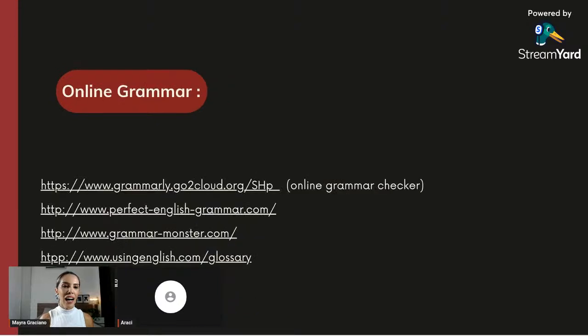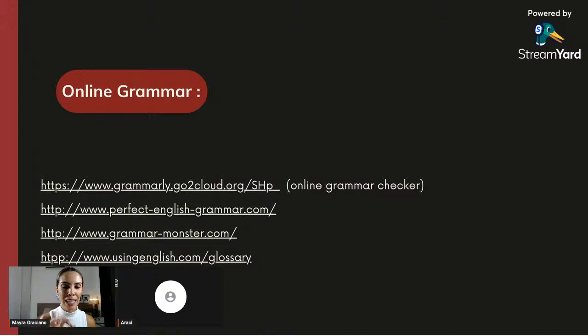And here, I also brought some suggestions of online grammar resources, because I know today it's much easier when we are studying online: we open links, we save pages, we make screenshots, right? So I brought some suggestions.